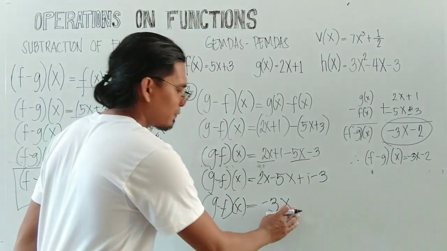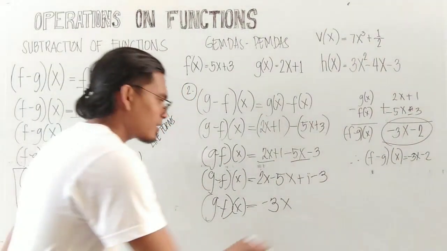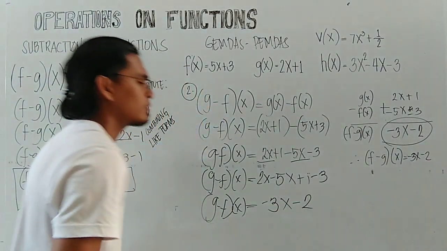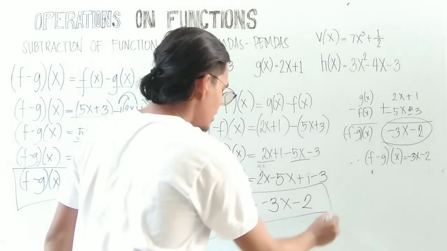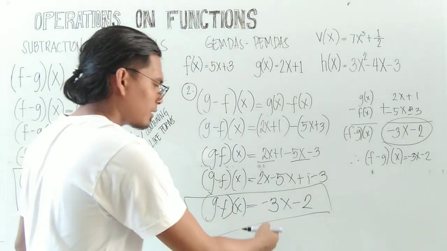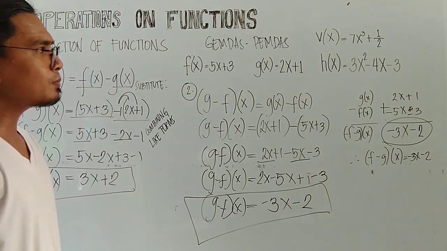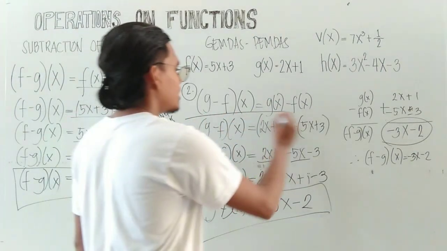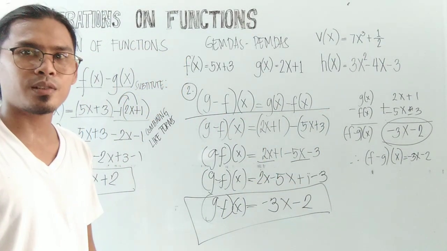But in abstract ideas such as mathematics, 1 minus 3 is negative 2 or minus 2. That's why g minus f of x is equal to negative 3x minus 2. So I guess and I hope na nag-intindihan nato ng example nato na number 2. We have g minus f of x is equal to g of x minus f of x.